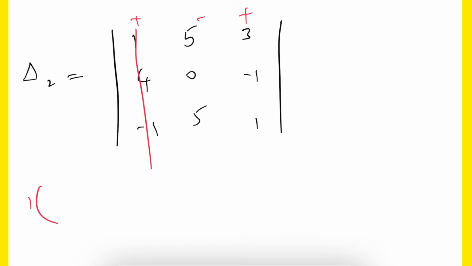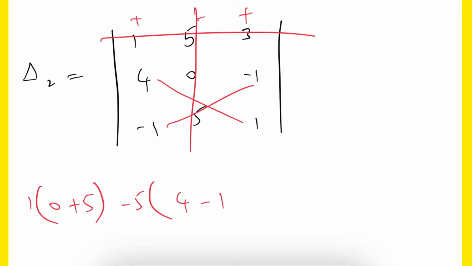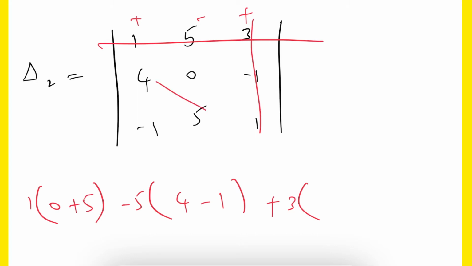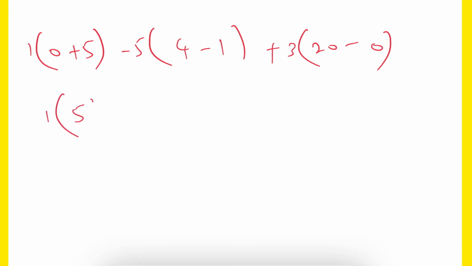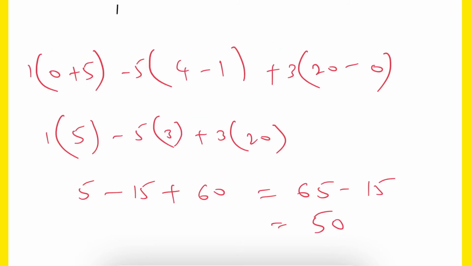So 1 into, if you remove this row and column, 0 into 1 0, minus 5 into minus 1, minus 5, already minus is there, so it will become plus 5. Then comes minus 5 into 4 ones are 4, minus 1 into minus 1, plus 1. Next plus 3 into 4 5s are 20, minus 1 into 0 0. If you simplify, 1 into 0 plus 5 5, minus 5 into 4 minus 1 3, plus 3 into 20 minus 0 20. 1 5s are 5, minus 5 3s are 15, plus 3 into 20 60. So 60 plus 5 65, minus 15. 65 minus 15 is nothing but 50. This is the value of delta 2.